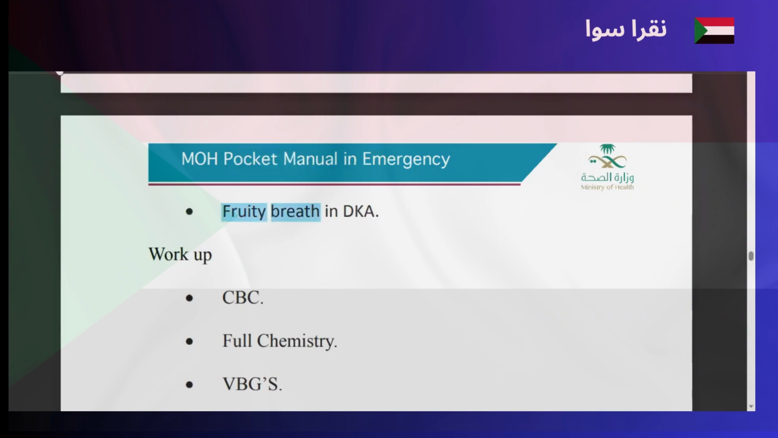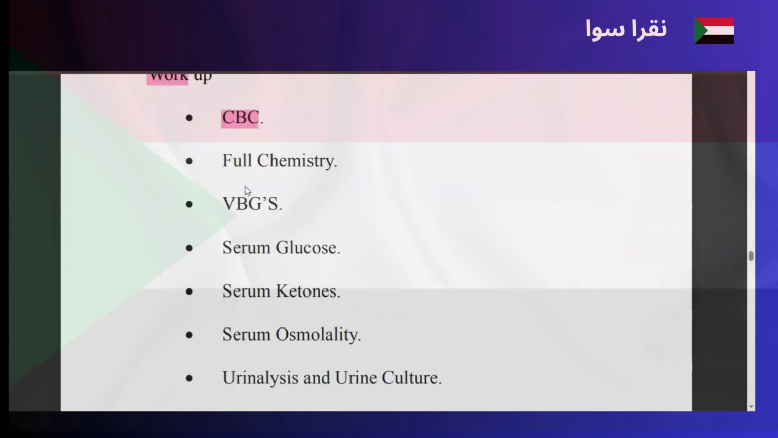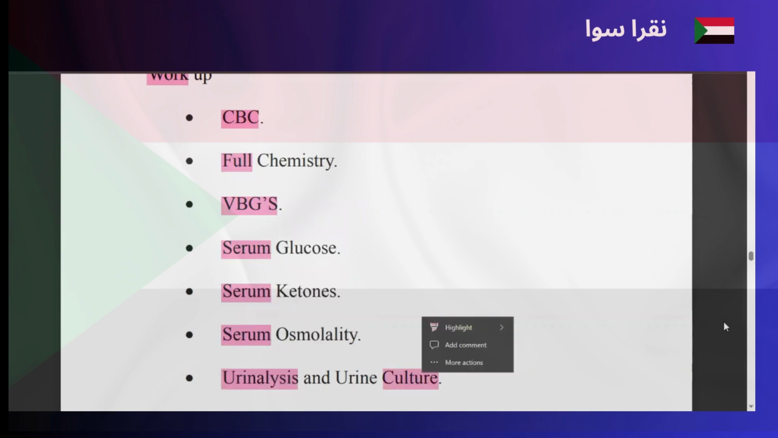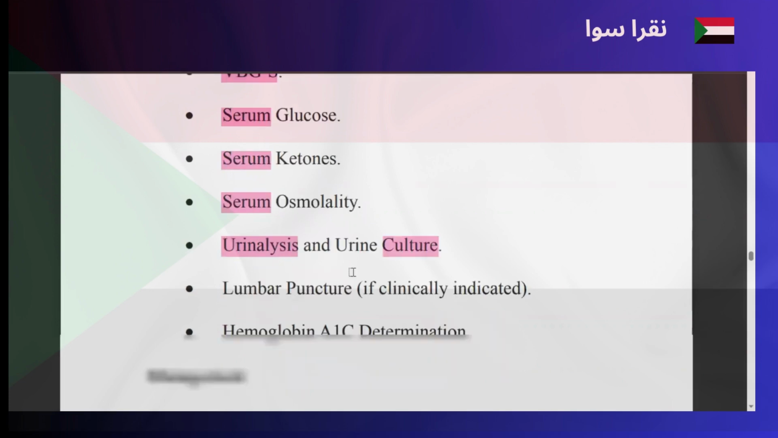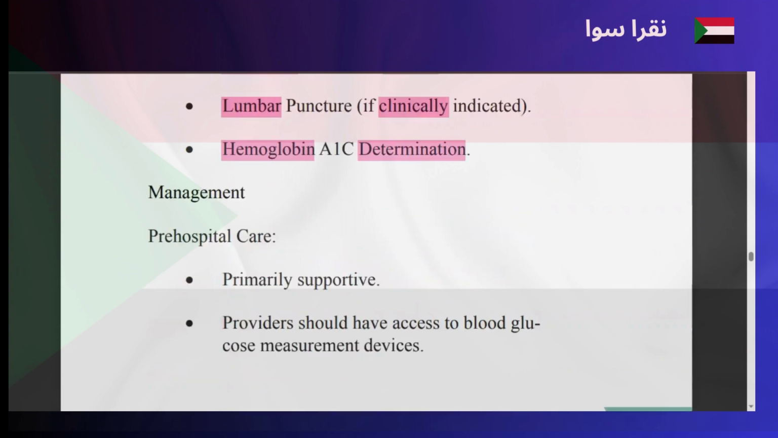The workup: complete blood count, full chemistry, VBG, serum glucose, serum ketones, serum osmolarity, urine analysis and culture, lumbar puncture if clinically indicated, hemoglobin A1C determination. And the management.